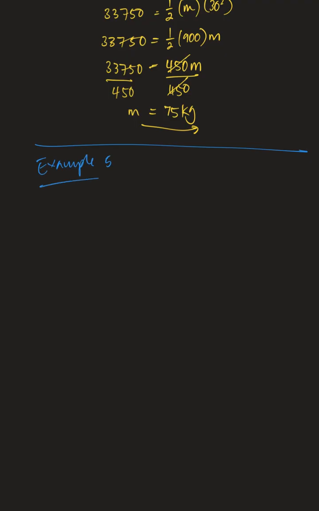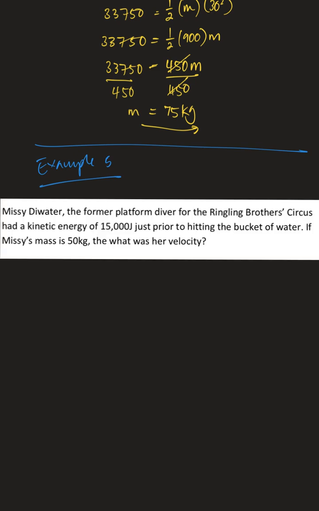Let's have a look at example 5. I want to look at another velocity one before I give you an exercise to do. All right, I've got here Missy D. Water, a former platform diver for the Ringling Brothers Circus, had a kinetic energy of 15,000 joules just prior, which means before, to hitting the bucket of water. If Missy's mass is 50 kilograms, what was her velocity?